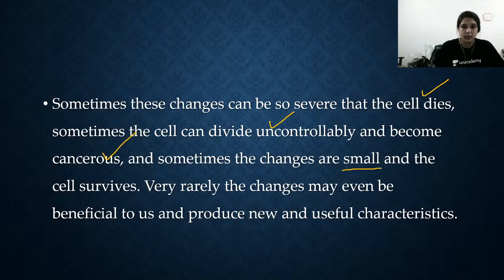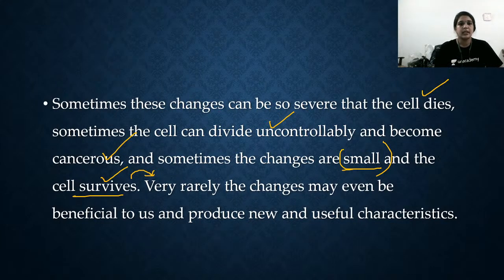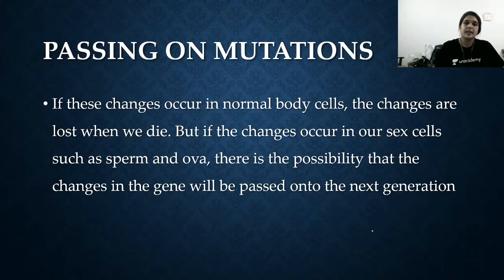Sometimes these changes are small and the cell survives. When these are small and the cell survives, this is again passed on to the other generation. Okay? Sometimes they are beneficial to us and produce new and useful characteristics. Clear? Passing on mutations. These changes occur in normal body cells. These changes are lost when we die. But if changes occur in our sex cells, what are the sex cells?